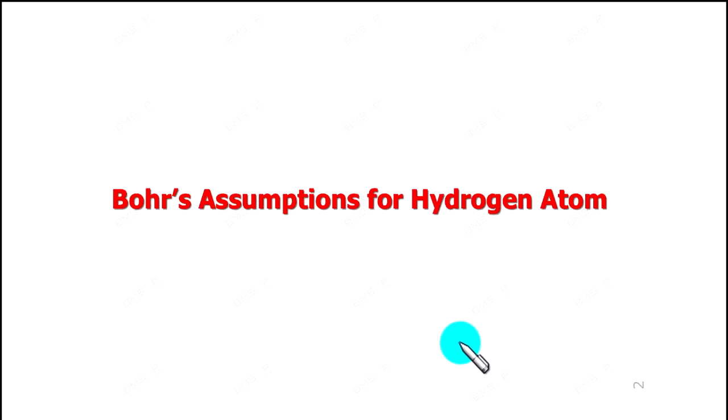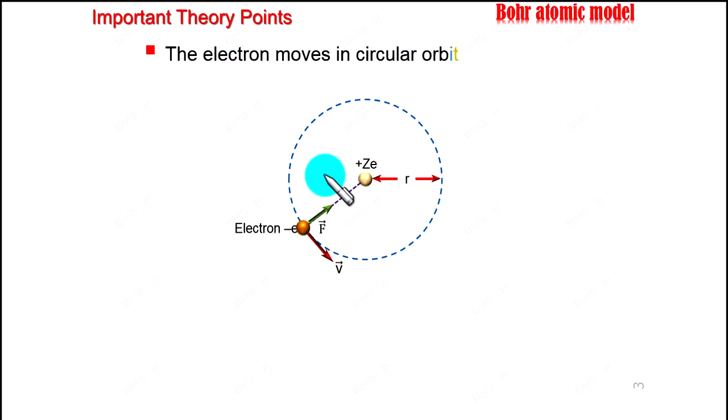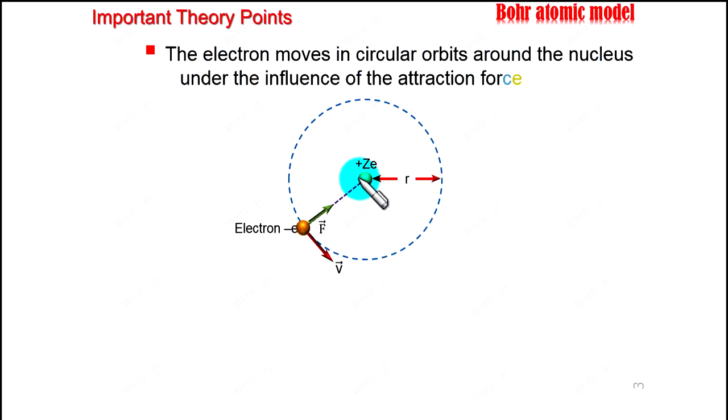The first point about the assumptions is that the electron moves in a circular orbit around the nucleus, which is positively charged, under the influence of the attraction force of the nucleus. So this is the first point. You can observe here in this diagram, this is the nucleus. The nucleus has charge positive Ze, and r is the radius of the rotation of the electron. The electron has the negative charge.